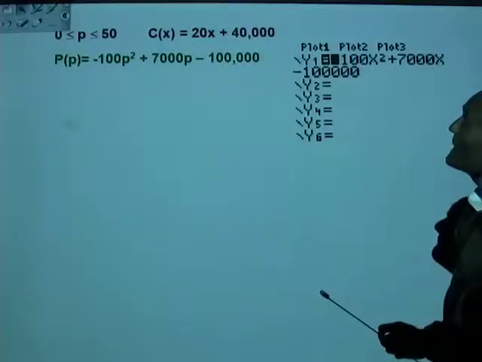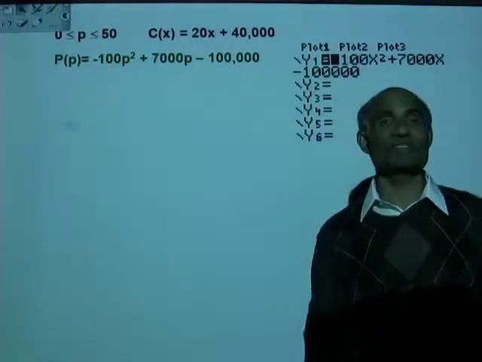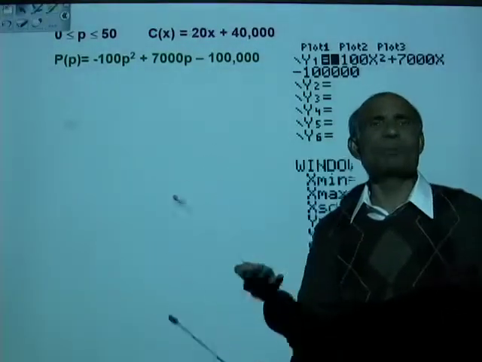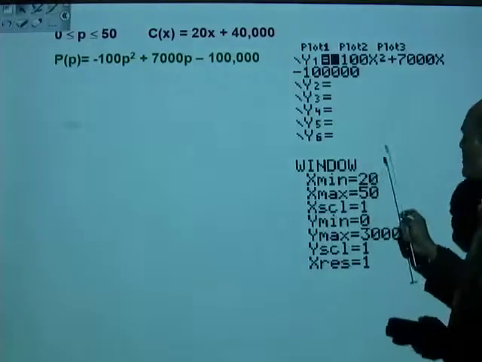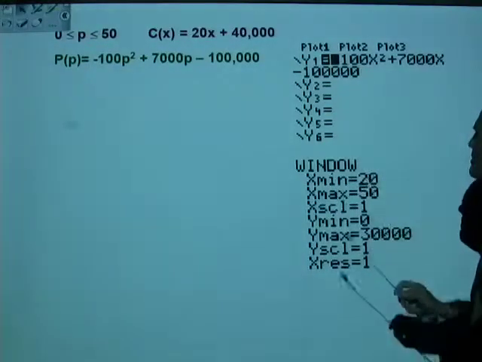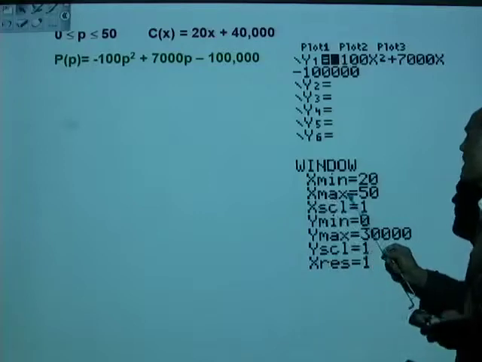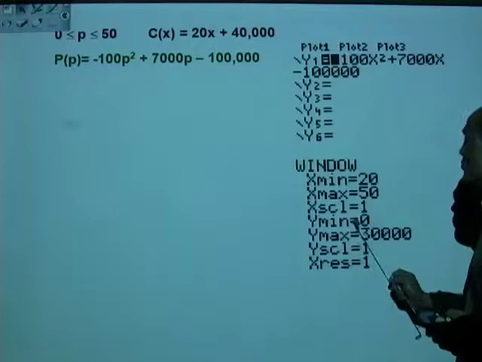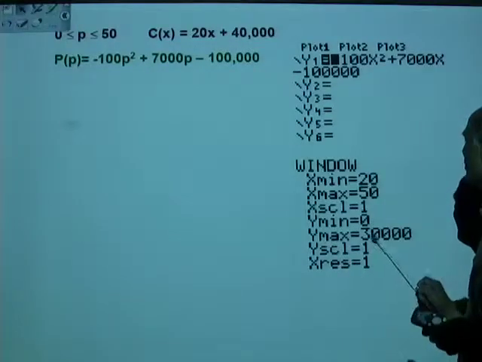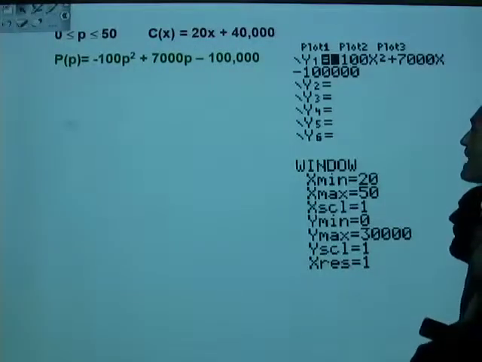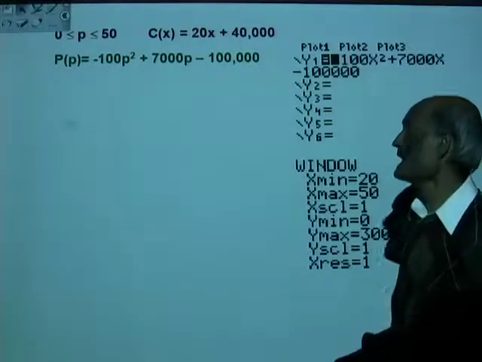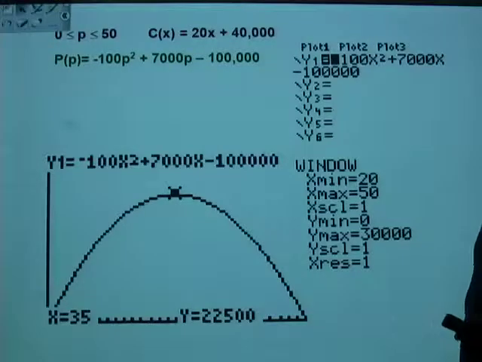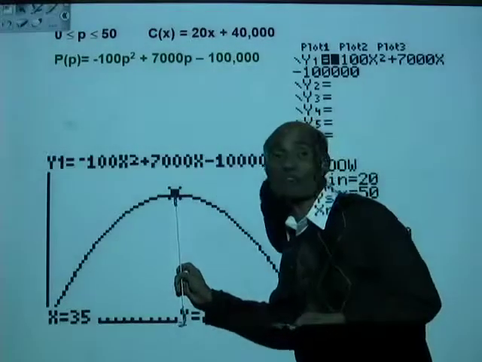And of course you need a scale for this. To produce a scale, you must have a certain idea about the values of this. And I'm going to ask you to try this. X minimum is 20. X maximum is 50. X scale is 1. Y minimum is 0. Y maximum is 30,000. And when you do this and graph, there is the graph, and you need to find the maximum value.